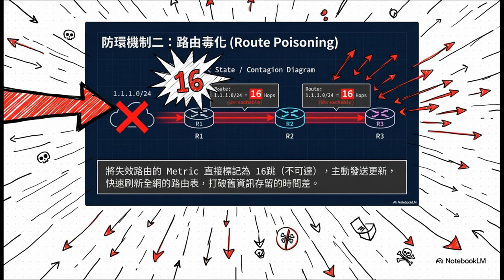Instead of just quietly deleting the route, the router actively spreads this poisoned 16-hop route to all its neighbors. It essentially forces every router on the network to instantly flush the dead path, overwriting any lingering bad hearsay, rather than waiting around for regular updates.